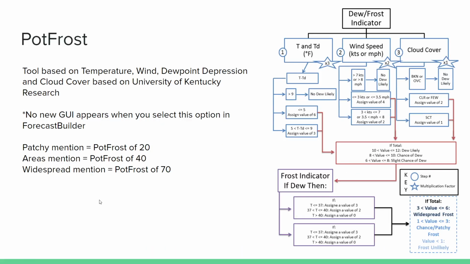Pot frost, another tool that just runs in the background when you click on it. It's a tool that is based on temperature, wind, dew point depression, and cloud cover. And that comes from University of Kentucky research. So all that logic that you see on the right is what's going to be run in the background to calculate the frost.